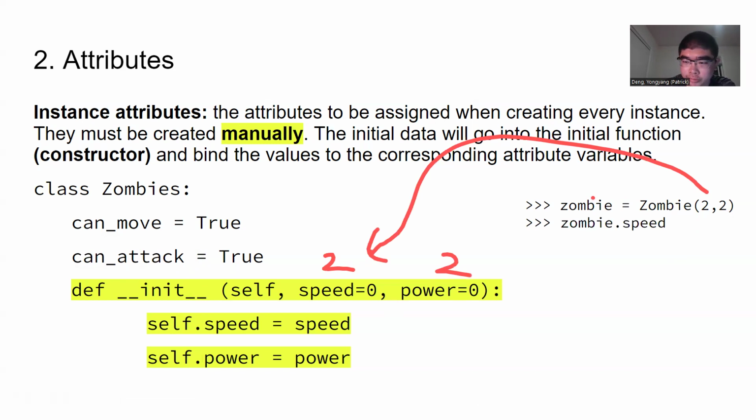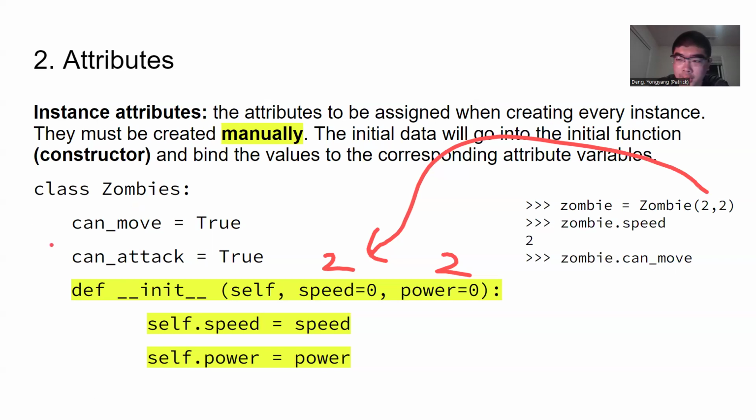When I type zombie dot speed, we have to use the dot operator to access our attributes and also member functions, which we'll discuss later. So zombie dot speed: the speed of the zombie is 2, and the zombie can move.